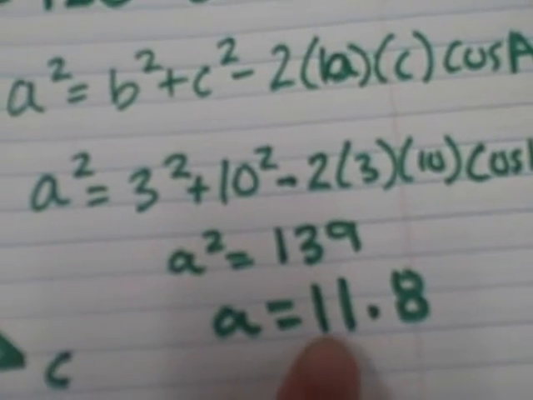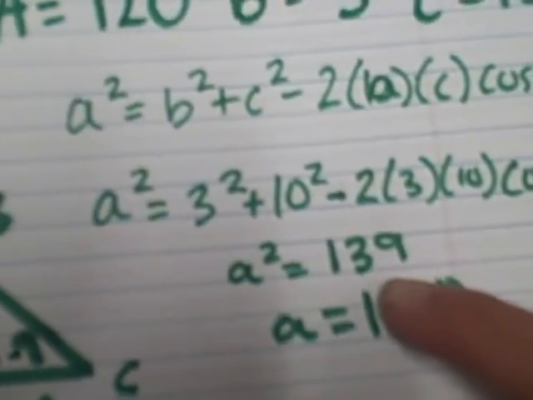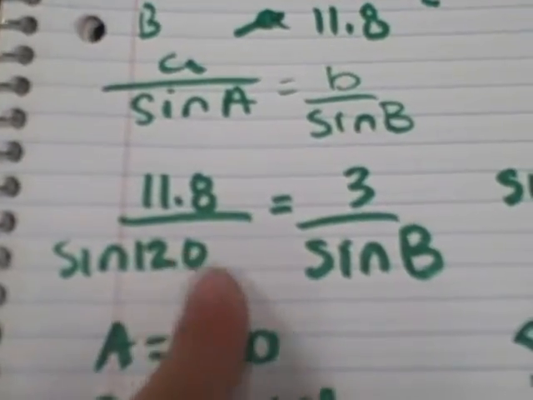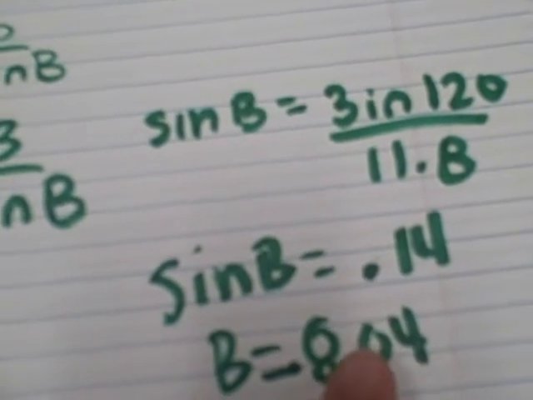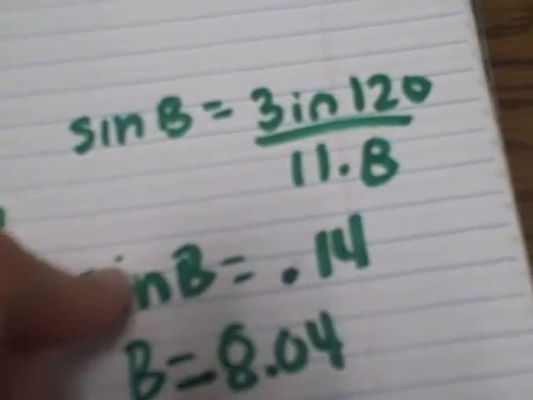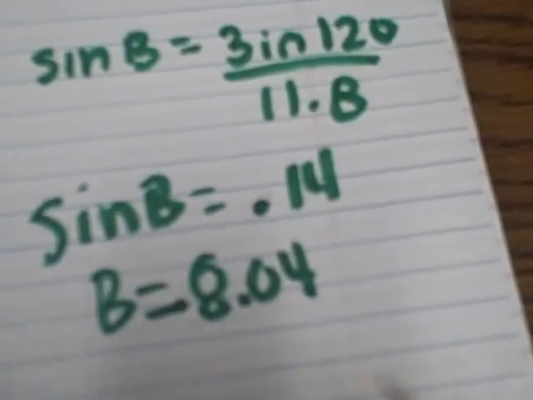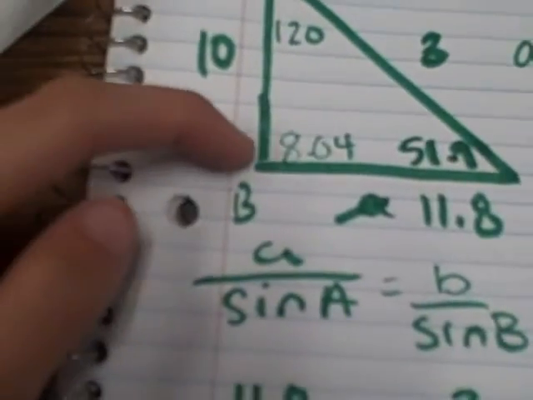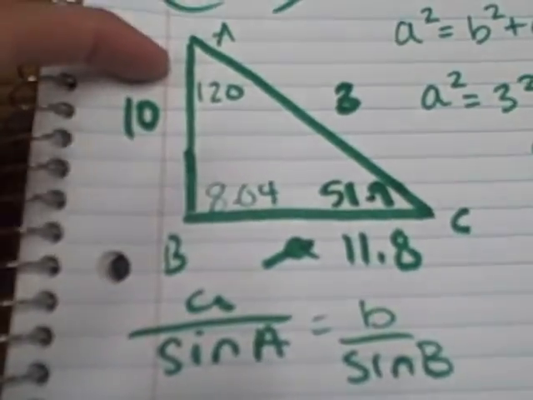A equals 11.8 because you take the square root of 139. 11.8 over sine 120 equals 3 over sine B. So sine B equals 3 sine 120 over 11.8, which equals 0.14. So when you take the inverse of sine, you do sine to the negative 1 of 0.14, and you're going to get 8.04. So the angle for B is 8.04, and we know that the angle for A is 120.